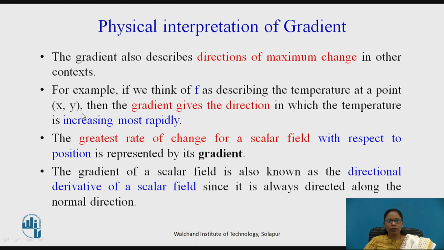It's not mandatorily that increasing, it is increasing or decreasing, that is the change. It is changing more rapidly. So gradient gives the direction in which the variable is changing rapidly. The greatest rate of change for a scalar field with respect to position is represented as a gradient in general. So the meaning of gradient is greatest rate of change of a scalar field with respect to position. Gradient of a scalar field is known as directional derivative of scalar field, since it is always directed along the normal direction.